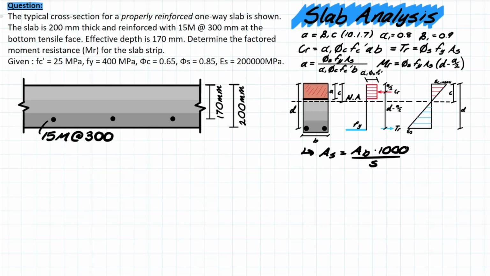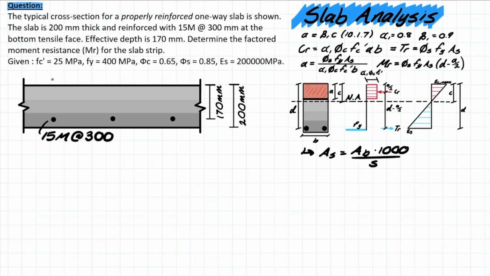We have a typical cross-section for a properly reinforced one-way slab, and the slab is 200 mm thick with 15M at 300 for the reinforcement. That's on the bottom tensile face. It's telling us that the effective depth is 170 mm, and wants us to determine the factored moment resistance for the slab strip. And it gives us all of our parameters that we need to work with.